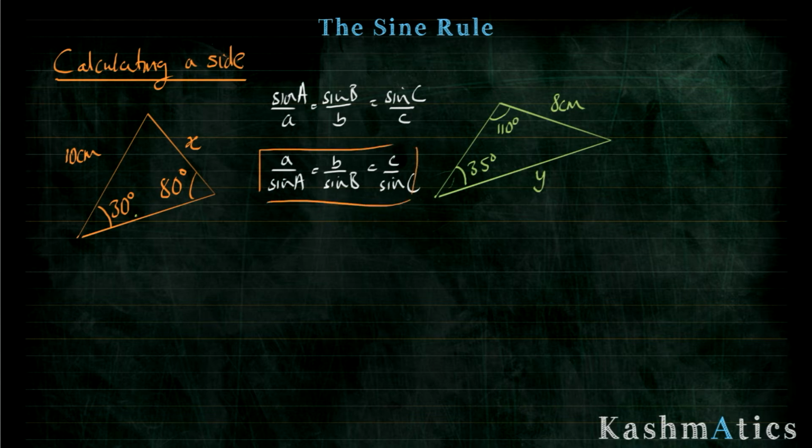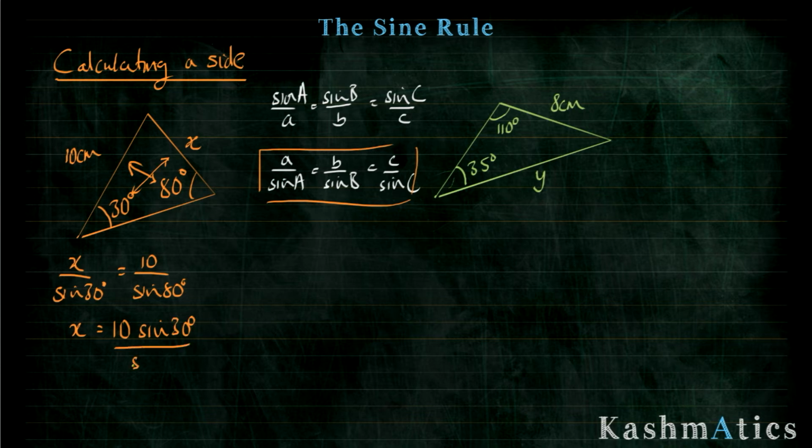So start by writing the thing you're trying to find, which is x, and divide that by the sine of the opposite angle, so over sine 30, is equal to the other side that you know, which is 10 divided by sine 80. So 80 degrees is opposite that 10. That's one opposite pair, and that's another opposite pair. All I need to do then is rearrange it to make x the subject. All I have to do is multiply the other side by sine 30. So it'd be 10 sine 30 divided by sine 80, which equals 5.1 centimeters to 1 decimal place.